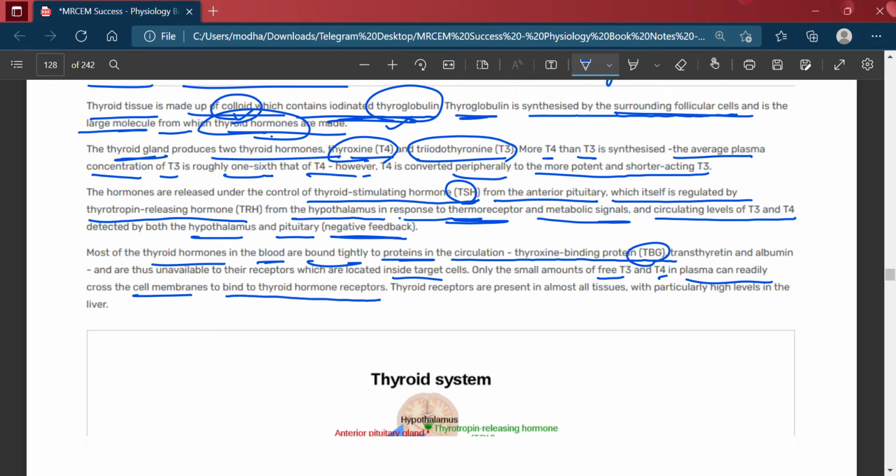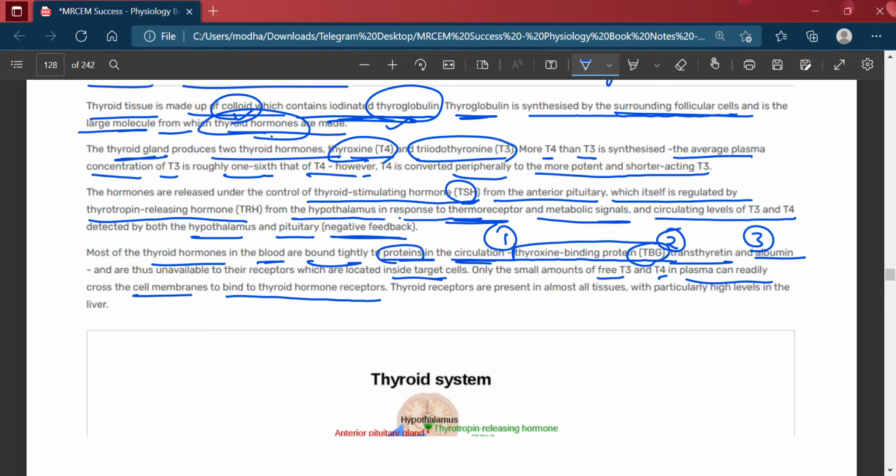to the thyroid hormone receptor. Most of the thyroid hormone in the blood is bound tightly to proteins in the circulation. Which proteins are there? They are the thyroxine binding globulin, then transthyretin and albumin, and thus the hormone is unavailable to its receptor, which is located inside the target cell.